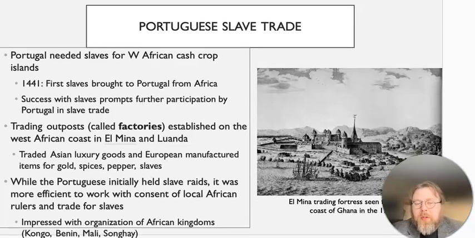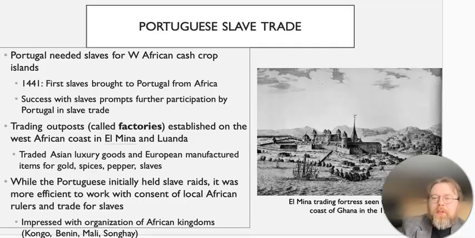What the Portuguese also quickly realized is that many of these African kingdoms were fairly well organized and fairly powerful. Kingdoms like Congo, Benin, Mali, the Songhay. The Portuguese were a little dicey about how successful they would be in a direct military confrontation with those states fighting on their home turf. So again, they decided to basically maintain positive relationships with these African kingdoms.